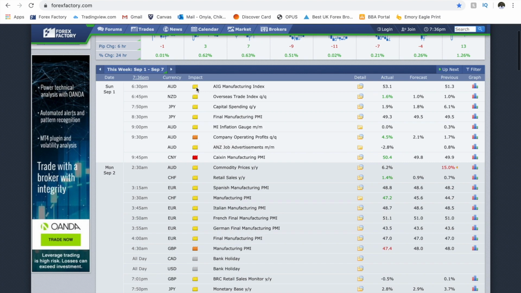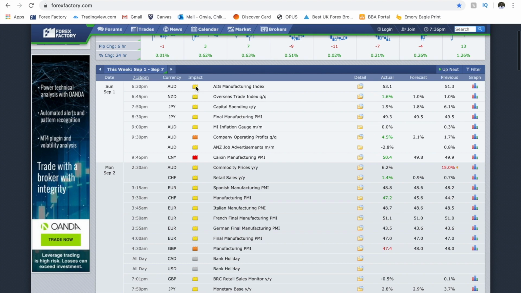So just very simply, yellow is low impact, as you can see the highlight right here. So I don't really focus on those. Those just give me an overarching view of what's happening in the economy. I don't really trade those. Sometimes I will, and I'll give you a list of basically the things I look out for.